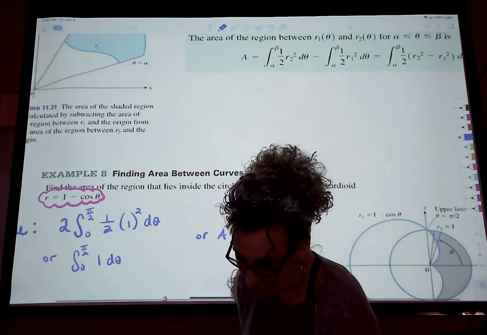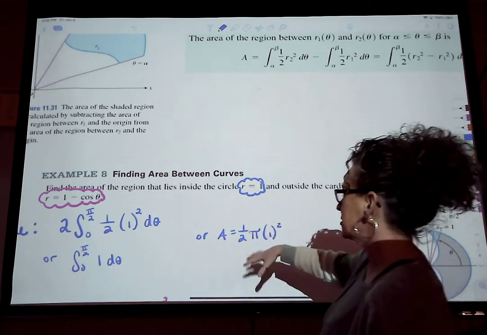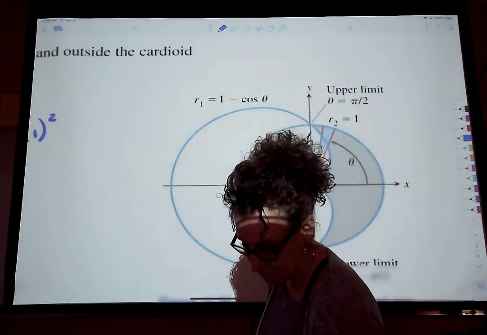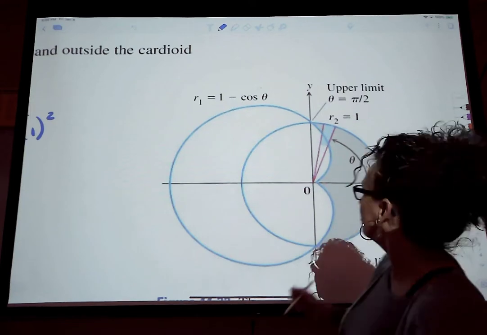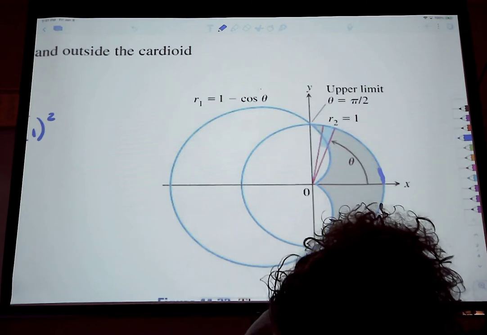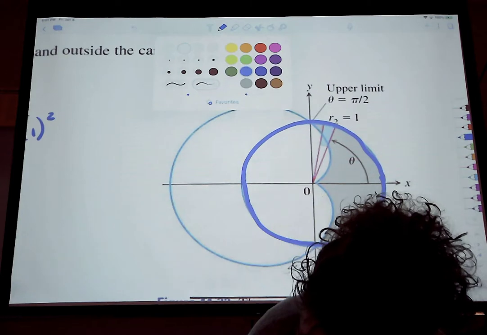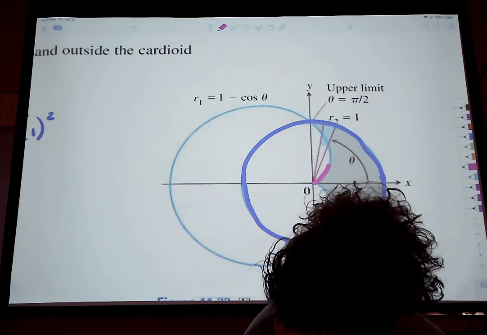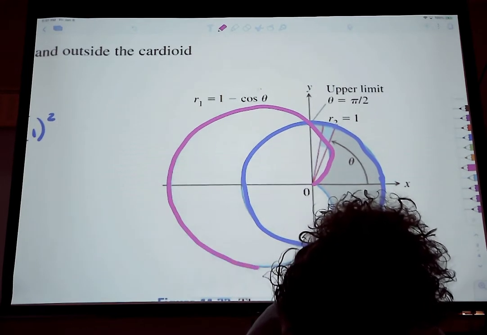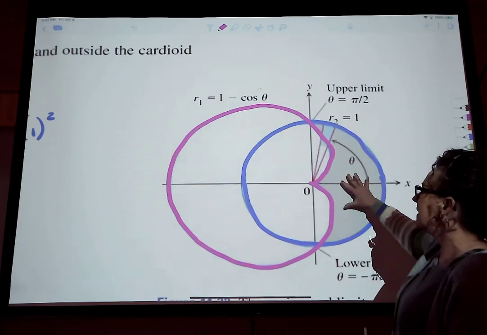Okay, next one. Now we've got 2 polar functions. We've got a circle with radius of 1, and we've got this. Here's my circle with radius 1. It would start here and go this way. And then here's the other one, starts here. I think this is a cardioid. It stops there. We want the area of the shaded region.